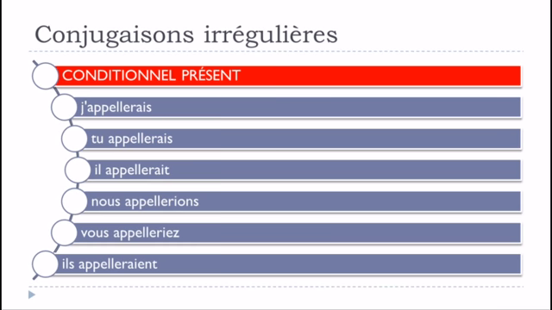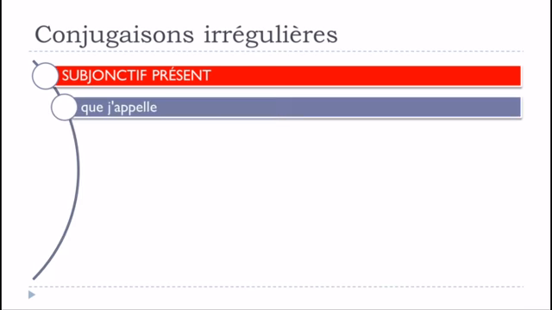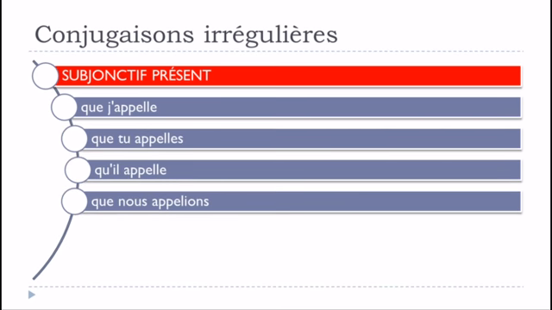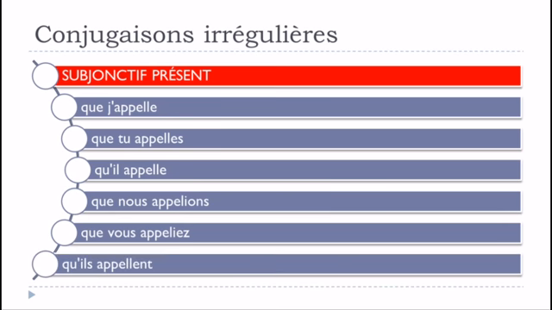Okay? And last but not least, le subjonctif présent: que j'appelle, que tu appelles, qu'il appelle, que nous appelions, que vous appeliez, qu'ils appellent. Okay? And here you can see that je, tu, il, and ils at the plural form are concerned by that. So same thing, you double the L, and then you open the sound of this E here. Que j'appelle, que tu appelles, qu'il appelle, and then here you just keep the normal ending: que nous appelions, que vous appeliez, qu'ils appellent.